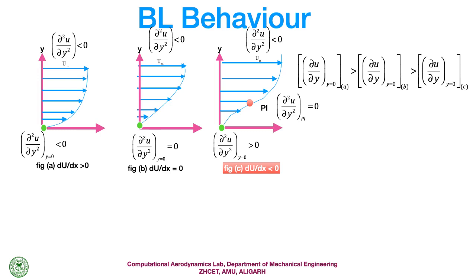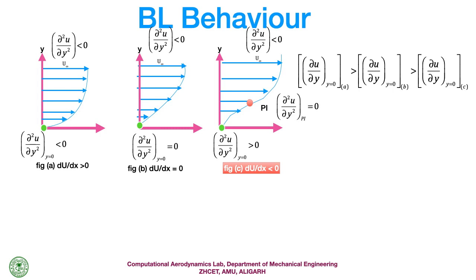Now you can see that, as I have already shown, in an accelerating boundary layer the action will be more near the wall. So that means del u over del y at the wall will always be the highest for the favorable pressure gradient, and will be the smallest for the adverse pressure gradient, and the zero pressure gradient will lie in between them.